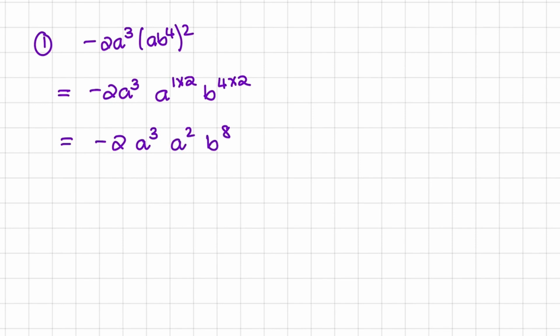Now the next law of exponents that I can use is by adding the exponents together when the bases are the same. So we'll have negative 2a to the power of 5, b to the power of 8. Notice that I'm only adding the exponents of a together to get to a to the power of 5.